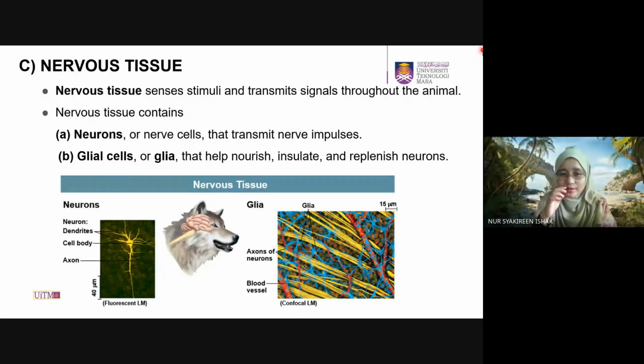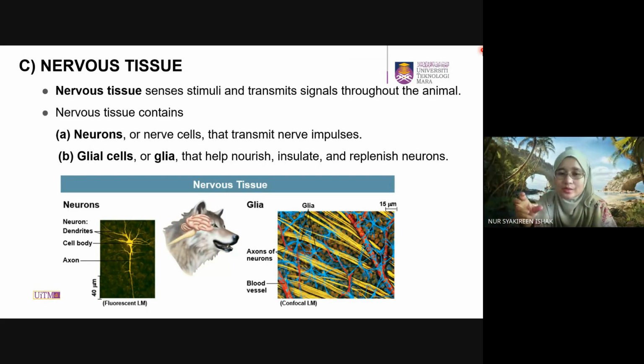Okay, so the nerve tissue. The nerve tissue is composed of basically neurons. The function of neurons is to transmit electrical impulse. Apart from neurons, it also consists of other cells, which we call glial cells. The function of the glial cell is to support the neuron cell.